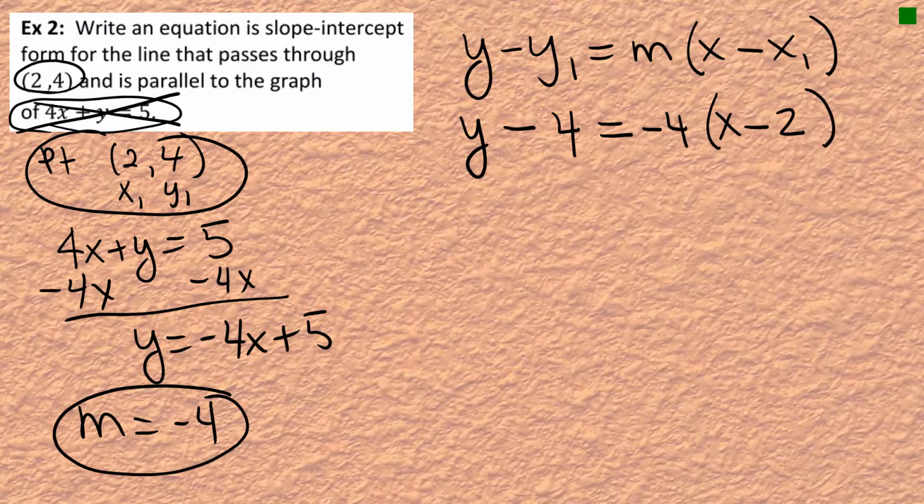Now go ahead and solve for y. So I'm going to just stop talking. You know how to solve for y. We've been doing this for a long time. Just don't forget to distribute the -4 on the right-hand side.